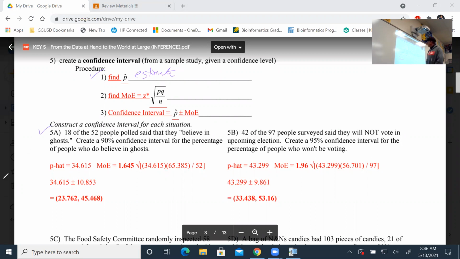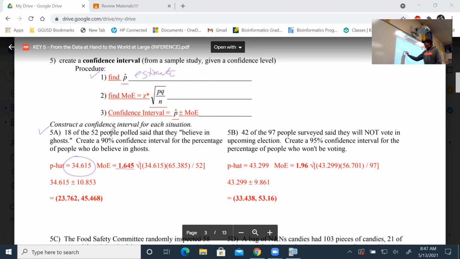18 of the 52 people polled said they believe in ghosts. Create a 90% confidence interval for the percentage of people who believe in ghosts. Now, I'm going to give you a beautiful shortcut. Now, if you want to do it by hand, you can. But again, this is the punchline. So p hat, 34%. You see that? 34%. Okay. The margin of error is going to be 1.645.